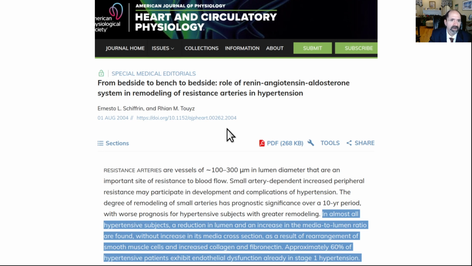Here's another article, and this one's going to talk about the same thing. This one's in hypertension. In almost all hypertensive subjects, there's a reduction in lumen and an increase in media to lumen ratio, thickening of the wall of the artery. There's increased collagen, fibrotic scar tissue laid down around the arterial wall. And about 60% of hypertensive patients exhibit endothelial dysfunction. What causes endothelial dysfunction? Sodium, saturated fat, and a few other things.